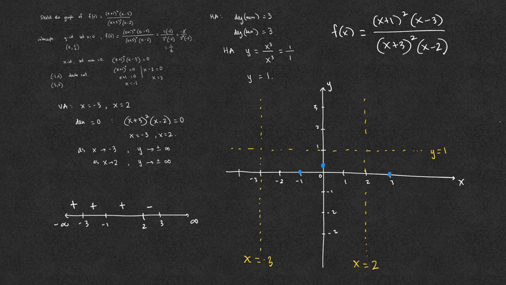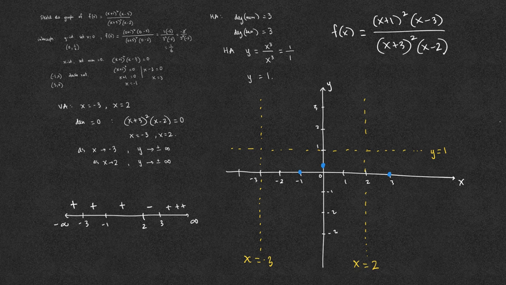And then for the last interval, 3 to infinity, we pick any number, 100. 100 minus 3 over 100 minus 2 will be positive. And again, for any factor that is squared, we don't need to check the sign because we know that it is positive.